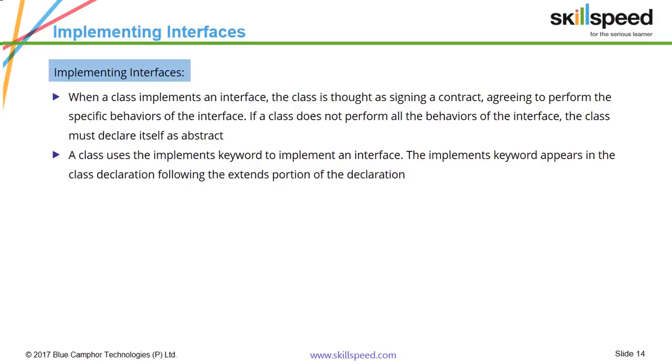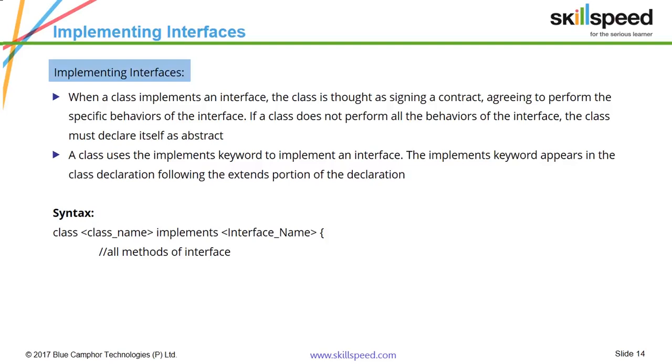The implements keyword appears in the class declaration following the extends portion of the declaration. Syntax: class, class name, implements, interface name, followed by an open curly brace with all the methods of the interface, block of code for the class, with a closing curly brace.